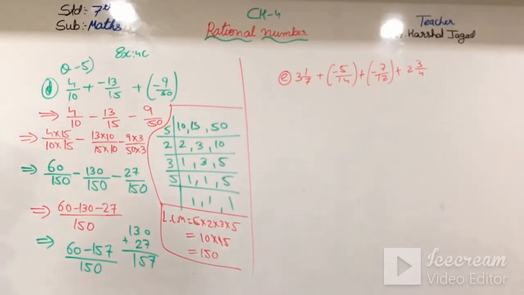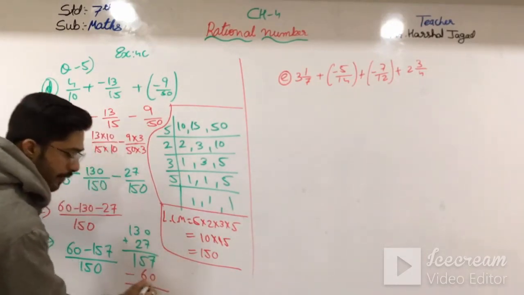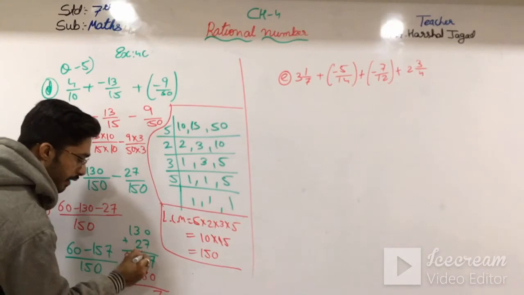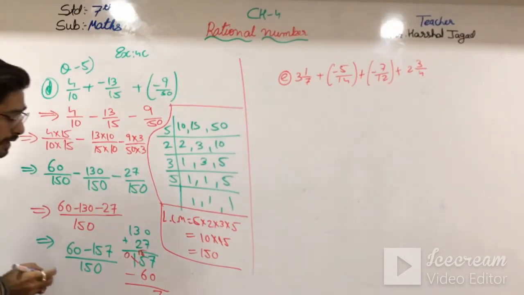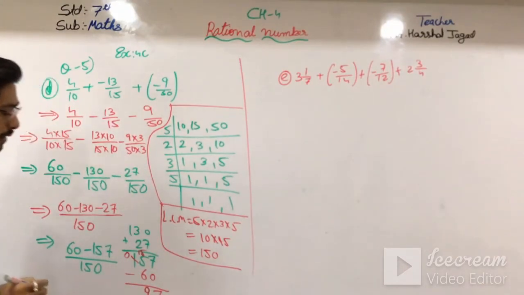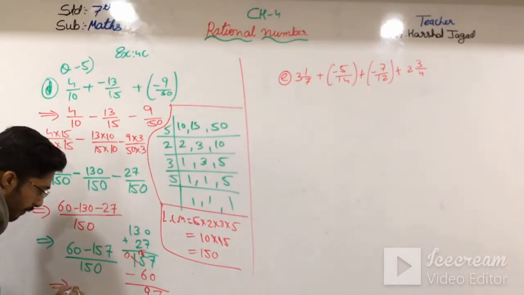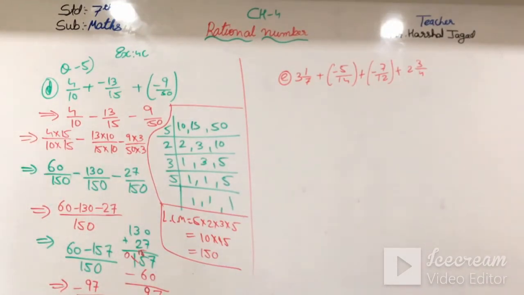Now we have to subtract this 60 from 157. So 7 minus 0 is 7, and 15 minus 6, if I just take here 0 and here 15. So how much is 15 minus 6? We will get the answer 9. So 97, but the sign will be minus, so our answer will be minus 97 upon 150. Please note this down, students. And now the other one.